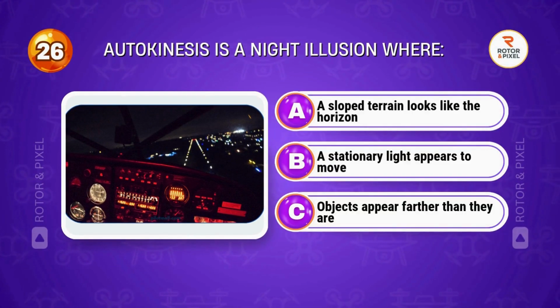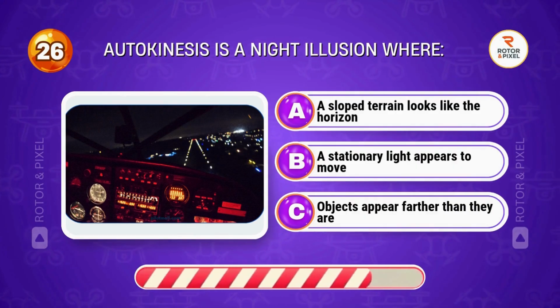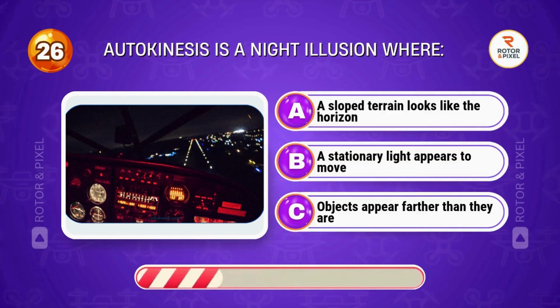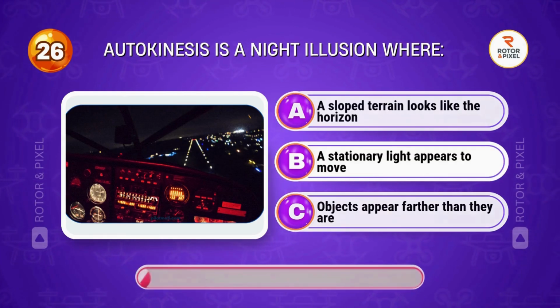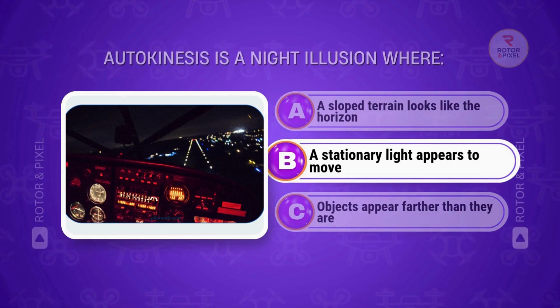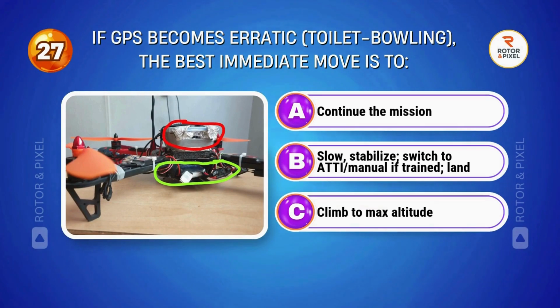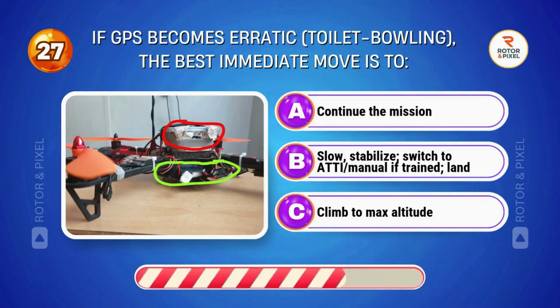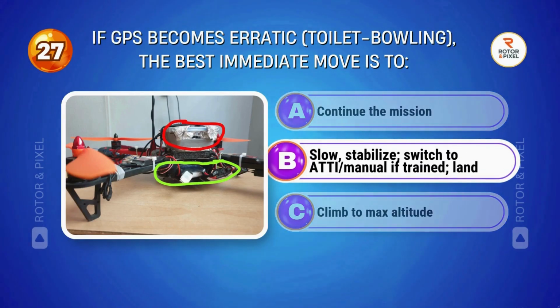Autokinesis is a night illusion where... Answer B, a stationary light appears to move. If GPS becomes erratic, toilet bowling, the best immediate move is to... Answer B, slow, stabilize, switch to ATTI/manual if trained, land.